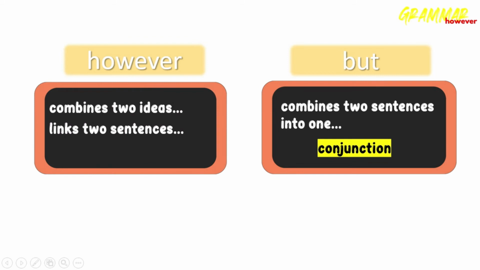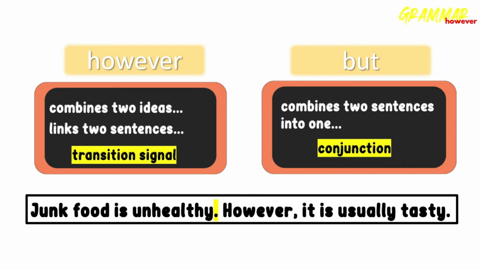As for however, it combines two ideas and links two sentences, but it does not turn the two sentences into one sentence. It remains two sentences. We call this a transition signal. So however is a transition signal because it links two sentences, but it doesn't combine the two sentences, just the ideas. So for example, we have: junk food is unhealthy. However, it is usually tasty. So however here has combined the two ideas and linked the two ideas. It doesn't turn the two sentences into one sentence.